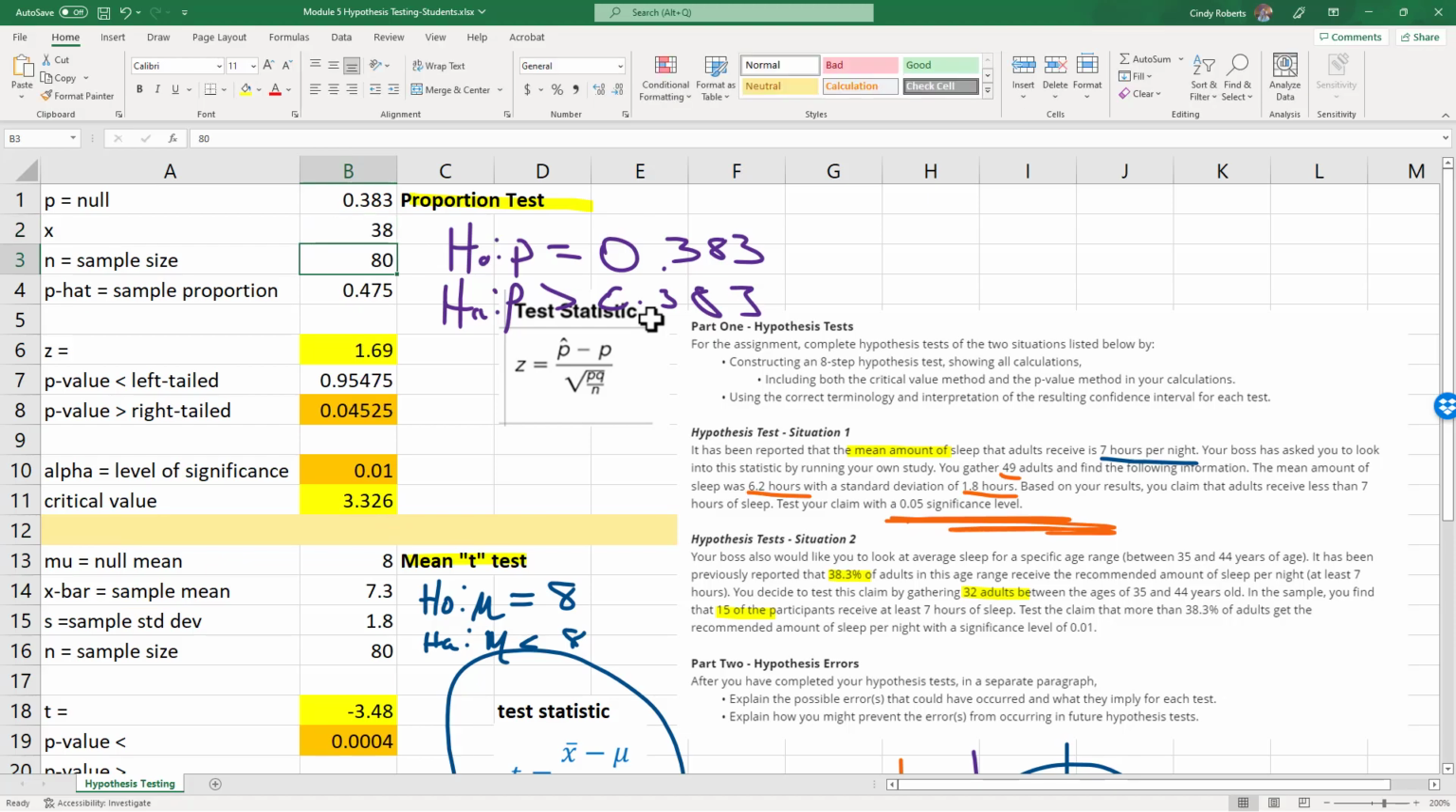So let's say I change that to 38. Ooh, getting closer. Let's say I change that to 35. Now notice my test statistic does not fall in the critical region. Notice my p-value is greater than 0.01. So in this case, if I got this, I would fail to reject and I would have to go with the null.